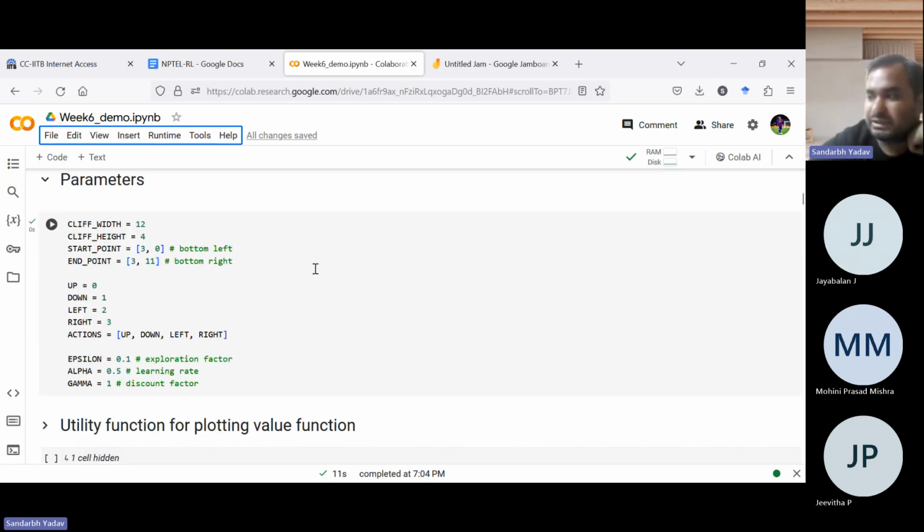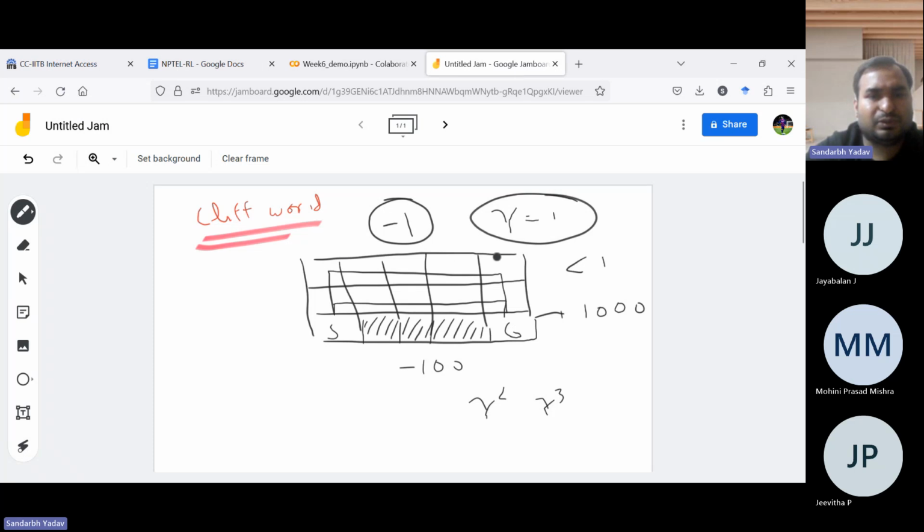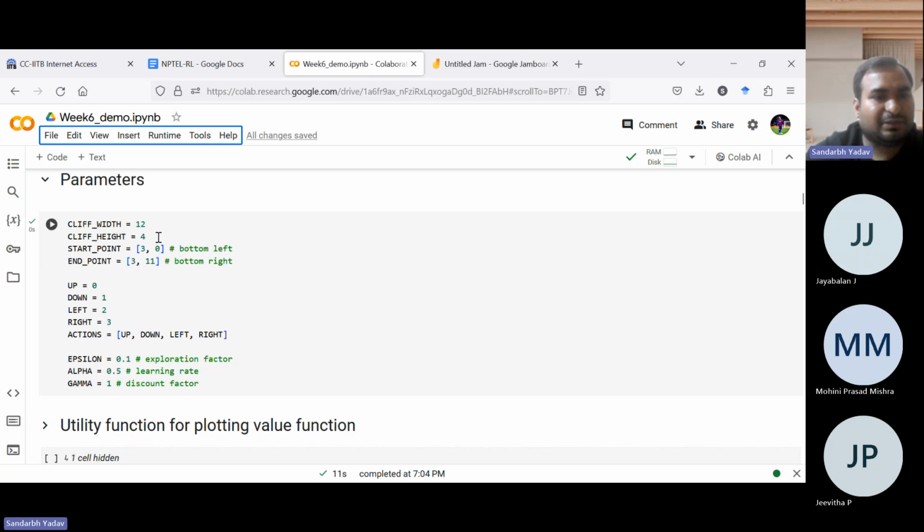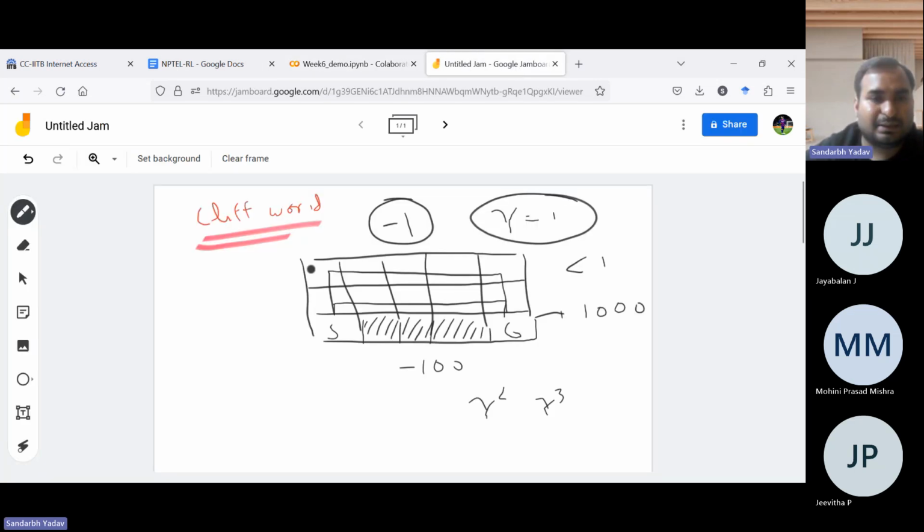So what are the parameters? I mentioned that the cliff can be of different sizes. Here we have considered the width. The number of cells in a row is 12. So this is the width and this is the height, and the cliff height is 4. So 4 rows, 12 columns. This is our grid and starting point. In computer science, a matrix starts from zero indexing, right? So the first cell will be 0, comma 0. So maybe I'll write a different one.